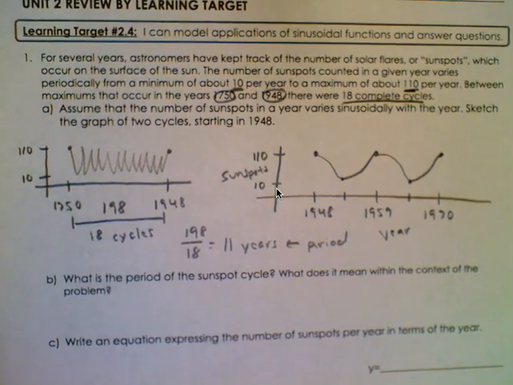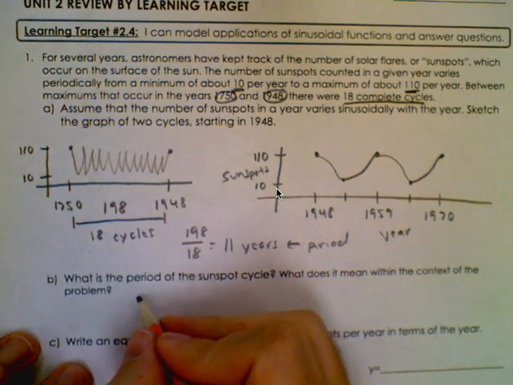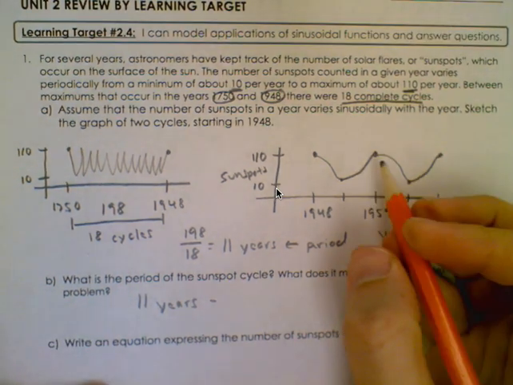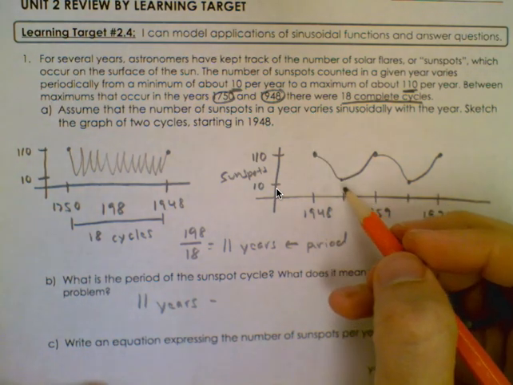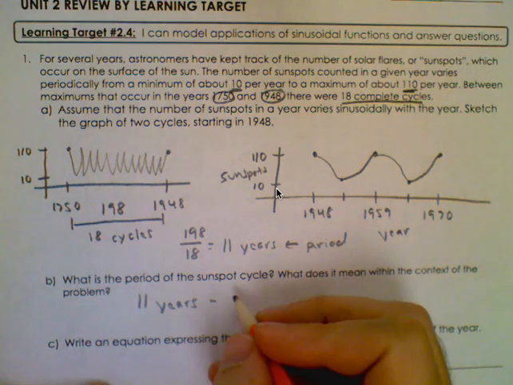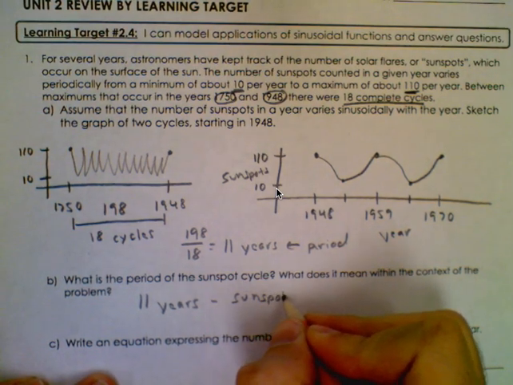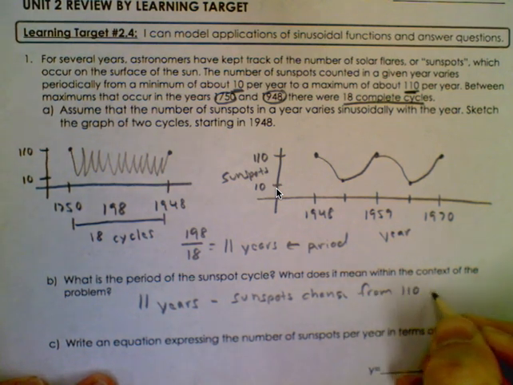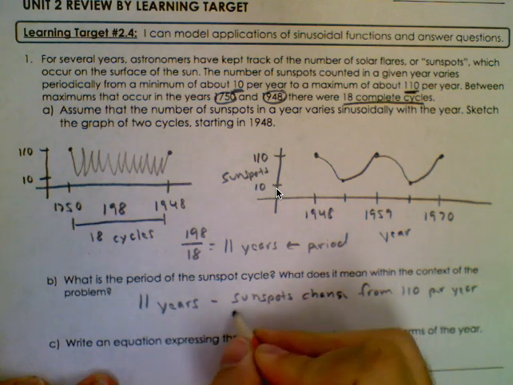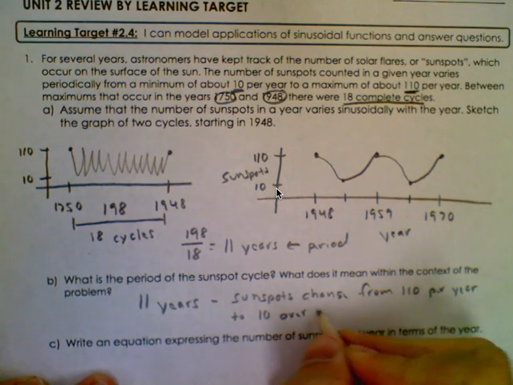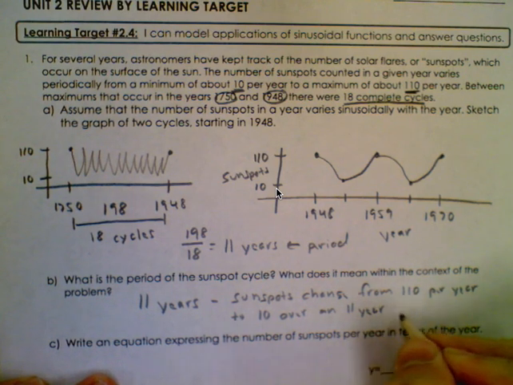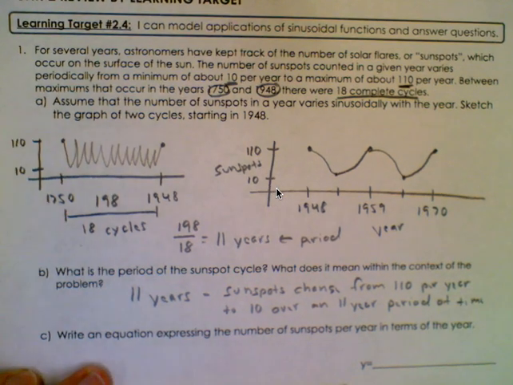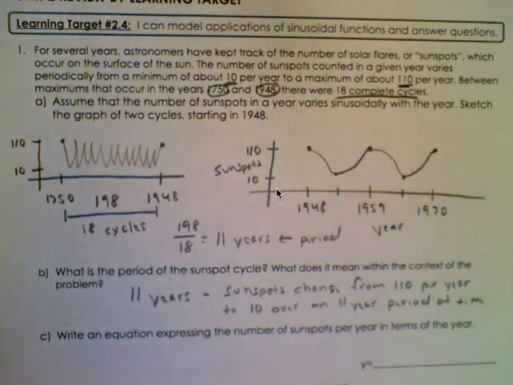So the next question is, what is the period of the sunspot cycle? We already answered that. It's 11 years. And what that essentially means is that the number of sunspots varies from 110 to 10 over 11-year cycles. So sunspots change from 110 per year to 10 over an 11-year period of time. So every 11 years, we have a repetition in the cycle.